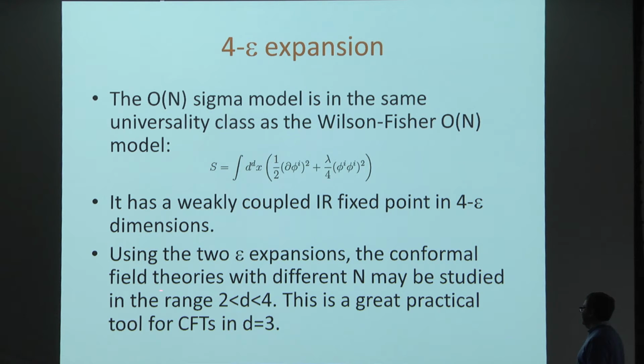two, and using these 2 epsilon expansions actually construct pretty reliable Pade estimates in the entire range between 2 and 4 dimensions. And this is a great practical tool for CFTs in D equals 3, for the 3D Ising model, O2 model, and so on, which all have physical applications. Okay, so the hope is to construct a similar approach for these Four-Fermion theories.